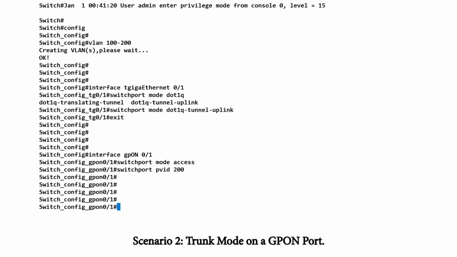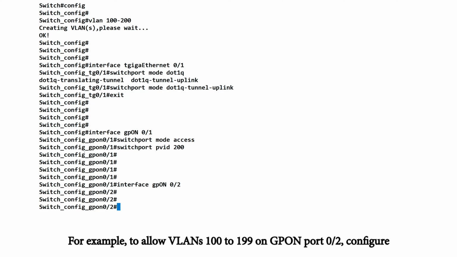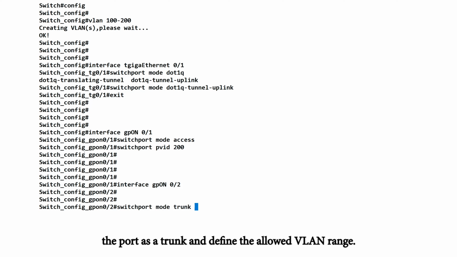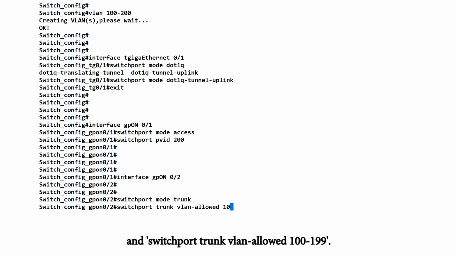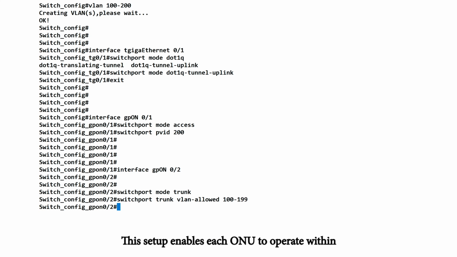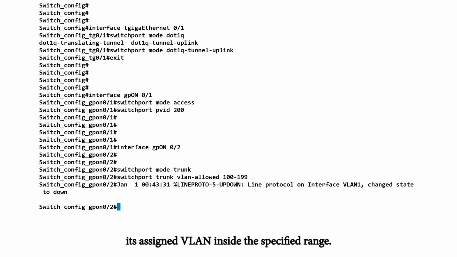Scenario 2. Trunk mode on a GPON port. Use trunk mode when you need to support multiple VLANs across different ONUs on a single GPON port. For example, to allow VLANs 100 to 199 on GPON port 02, configure the port as a trunk and define the allowed VLAN range. Commands are switchport mode trunk and switchport trunk vlan allowed 100 to 199. This setup enables each ONU to operate within its assigned VLAN, inside the specified range.